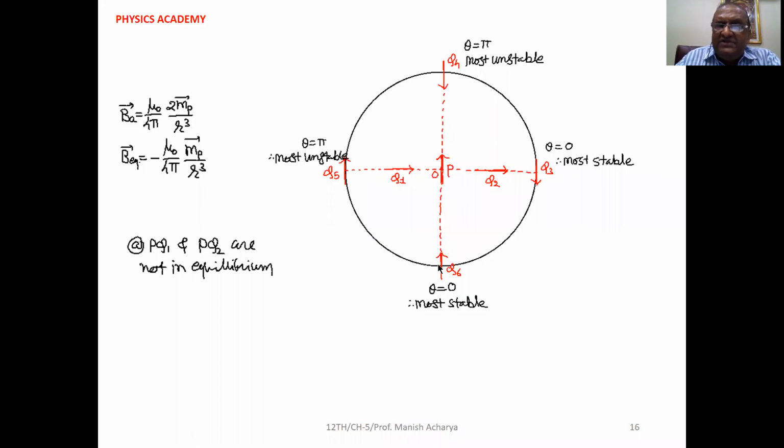Now Q is placed at position Q6. Its magnetic moment is in the direction of the magnetic field of P. The magnetic field of P is along the axis, which is in the direction of the magnetic moment of P. So here the magnetic moment of Q and the magnetic field of P are both in the same direction. So theta is 0. So we can say this particular position is also the most stable position. Clear to all of you?